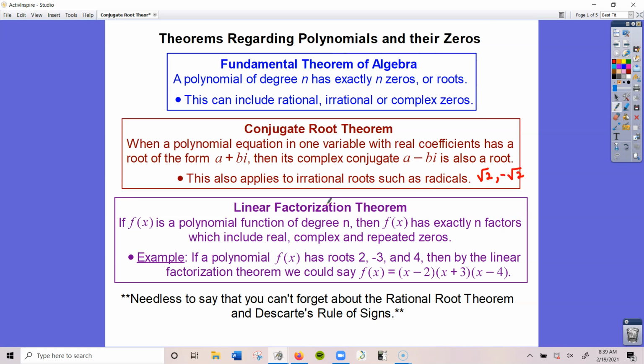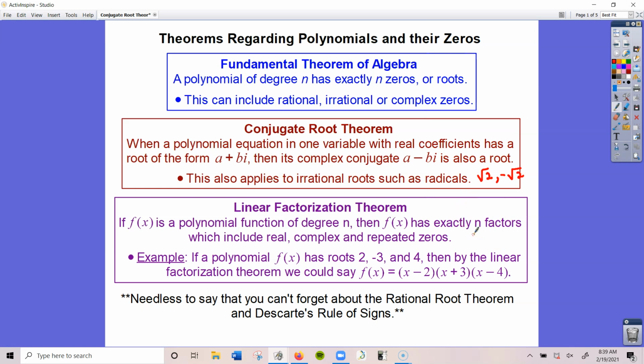a root. The linear factorization theorem states that if you know exactly all of the factors of your polynomial, you can actually write the linear factorization of the polynomial. Now, linear factorization is basically all of the factors that create the polynomial. So, for example, if I know that the polynomial has roots 2, -3, and 4, I can write the linear factorization, meaning that the factor that would give us a root of 2 is x minus 2. If we have -3 as a root, then the factor associated with that would be x plus 3. And if we have 4, then x minus 4.